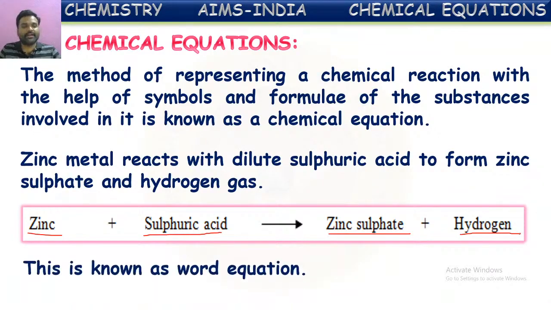So this is known as a word equation. In the place of words, if we use symbols and formulae, then that is called a chemical equation. It is called a word equation.